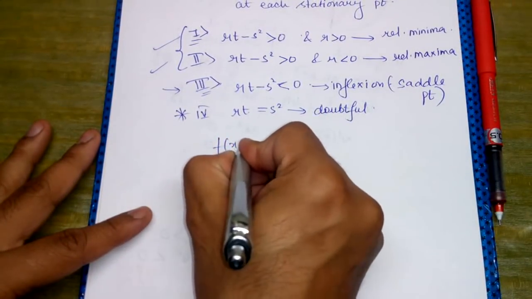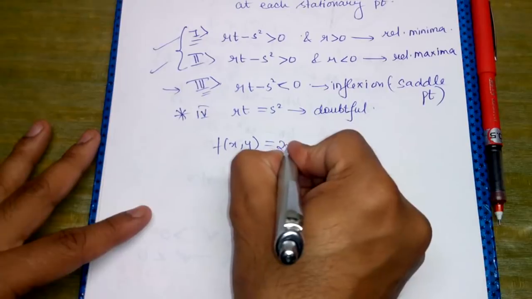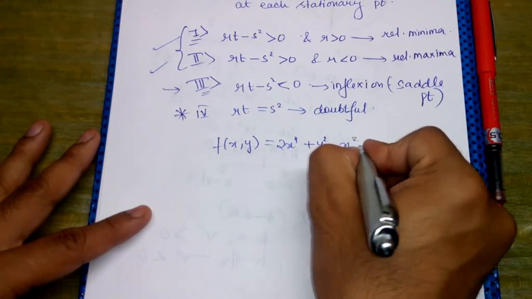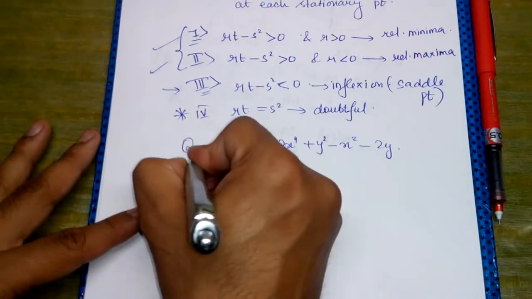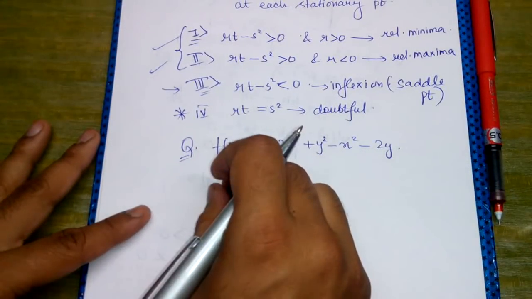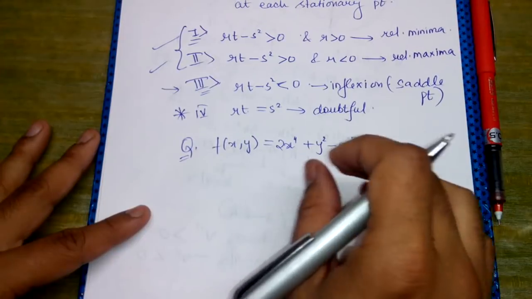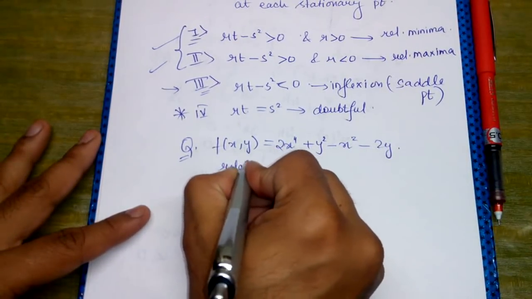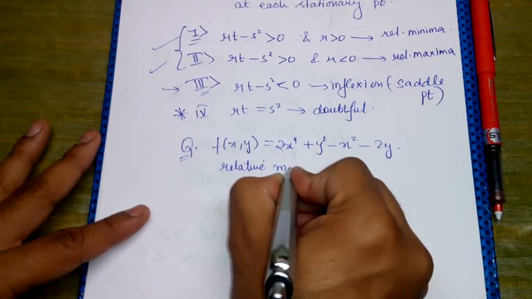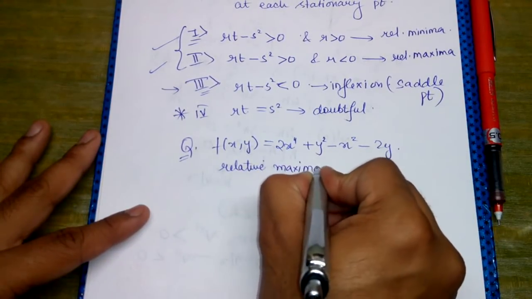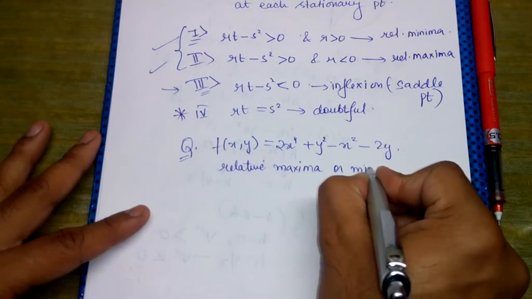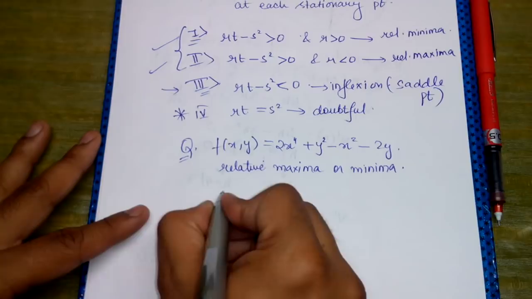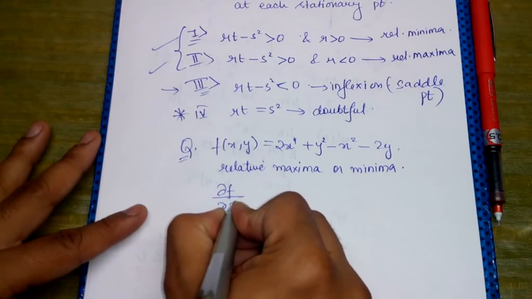We have been given f of xy is equal to 2x to the power of 4 plus y square minus x square minus 2y, and this function has a relative maxima or minima at some points. We have to find those points at which this function has a relative maxima or minima.